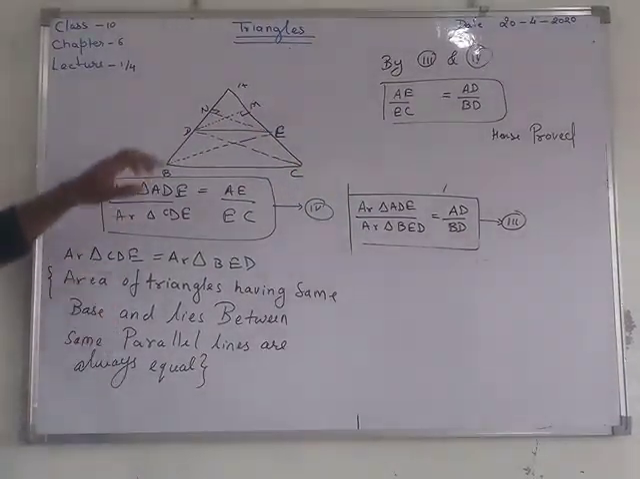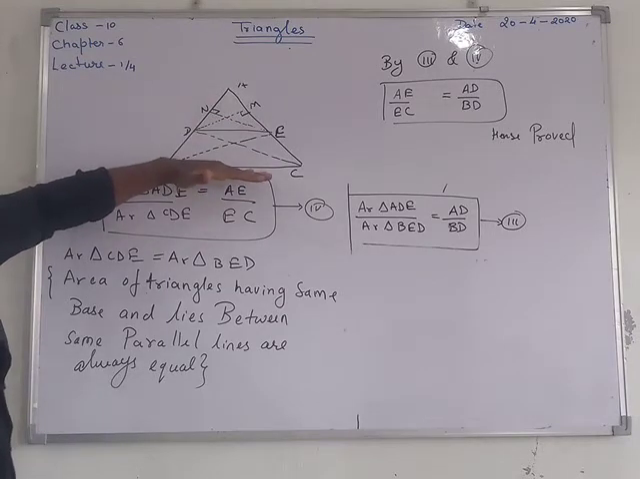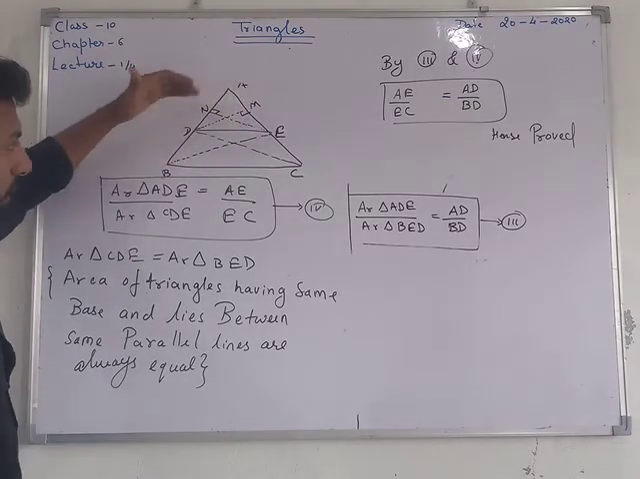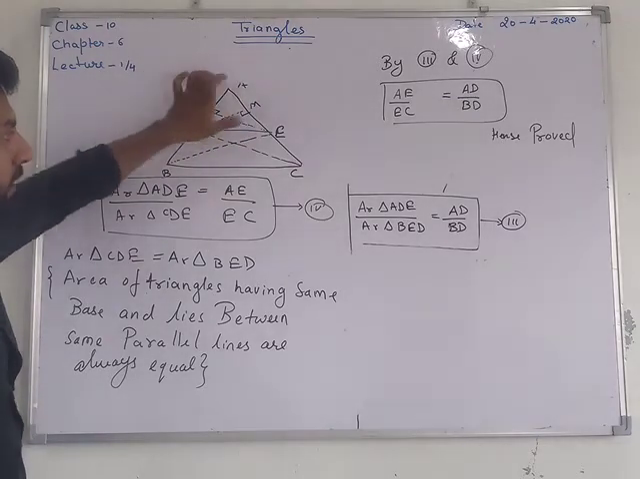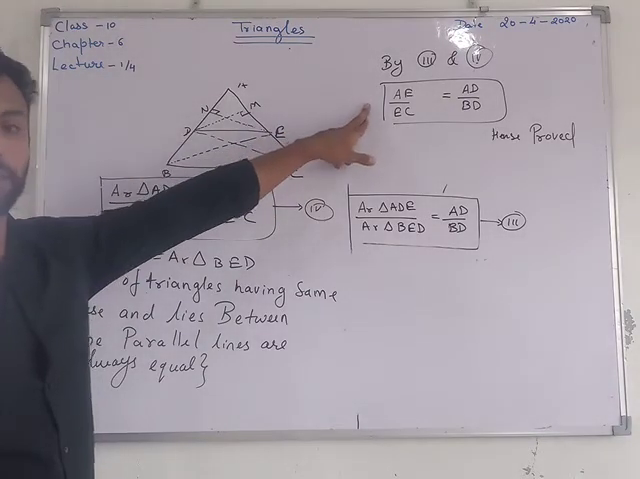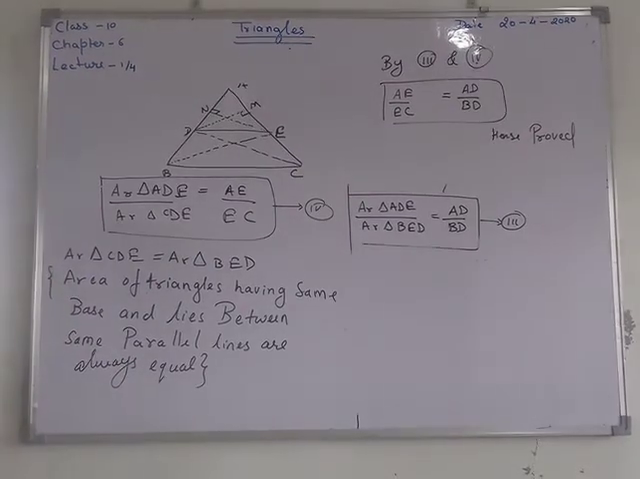We have to prove that if we draw a line DE parallel to BC and this line is intersecting the opposite sides, then the ratio of the sides which have been intersected will be equal. So this is our basic proportionality theorem.